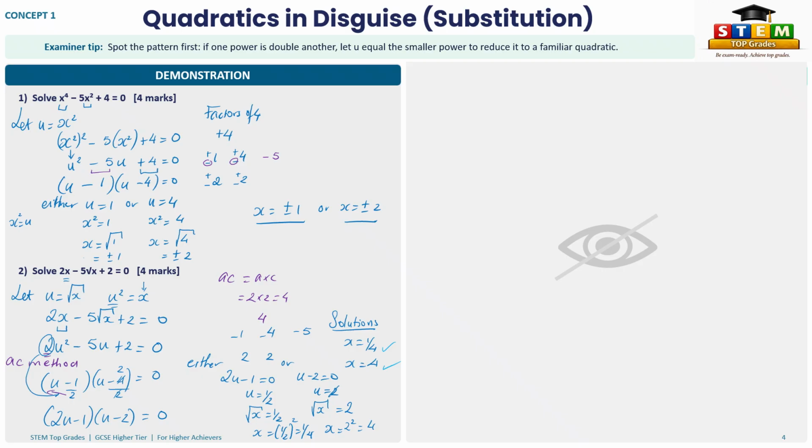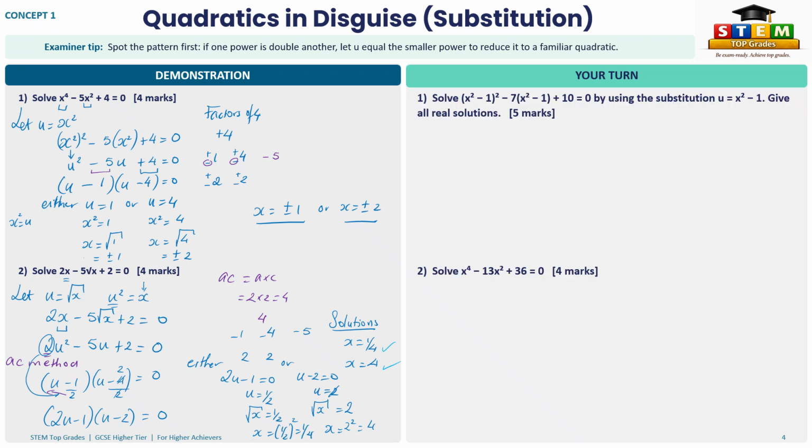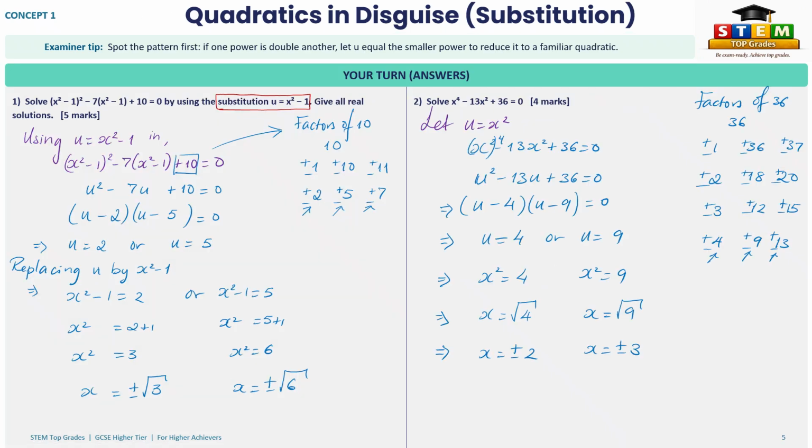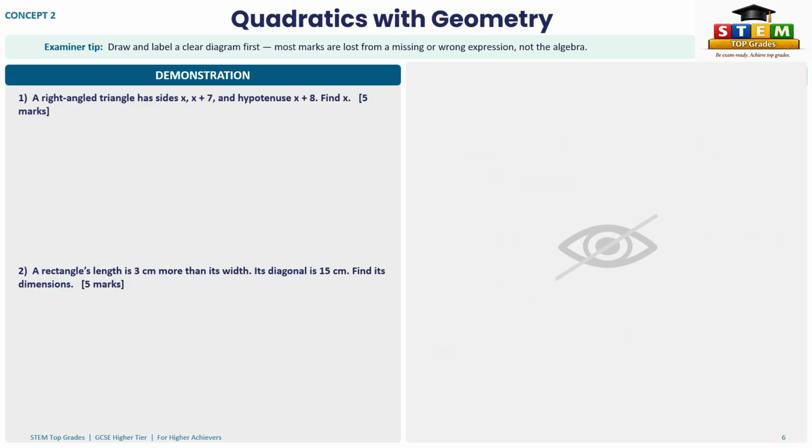Okay, so what we're going to do next now is for you to start practicing to see if you understand it. Here we go. So we got two questions there for you to practice, and I'll see you on the next slide for you to be able to compare your answers with mine. Here we go. And let's see if your answers are correct. Okay, so you can pause the video here, and I'm going to move on and see you on the next concept. Concept number 2, quadratics with geometry.